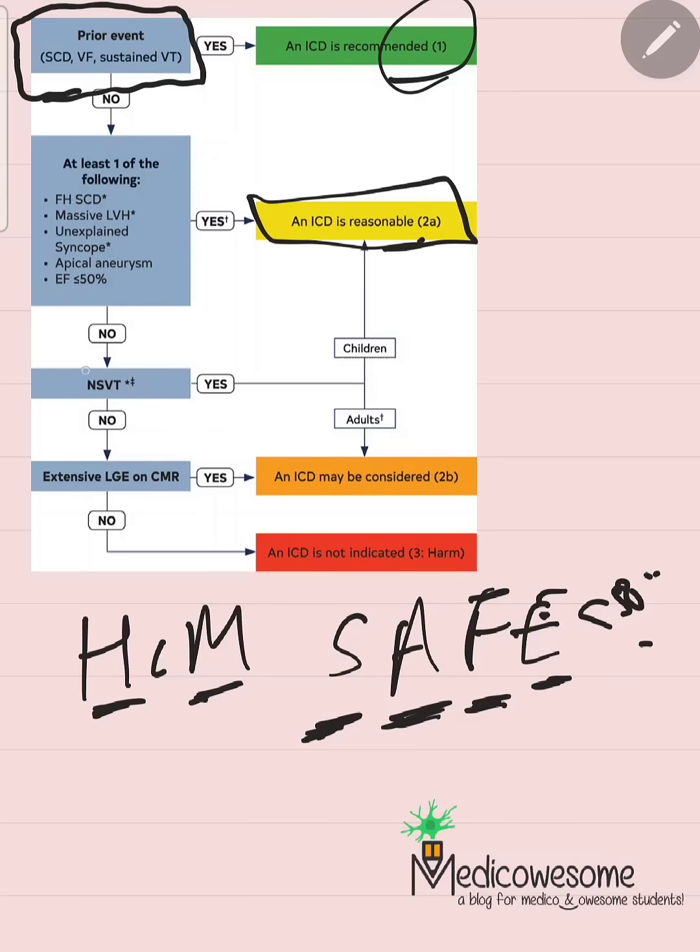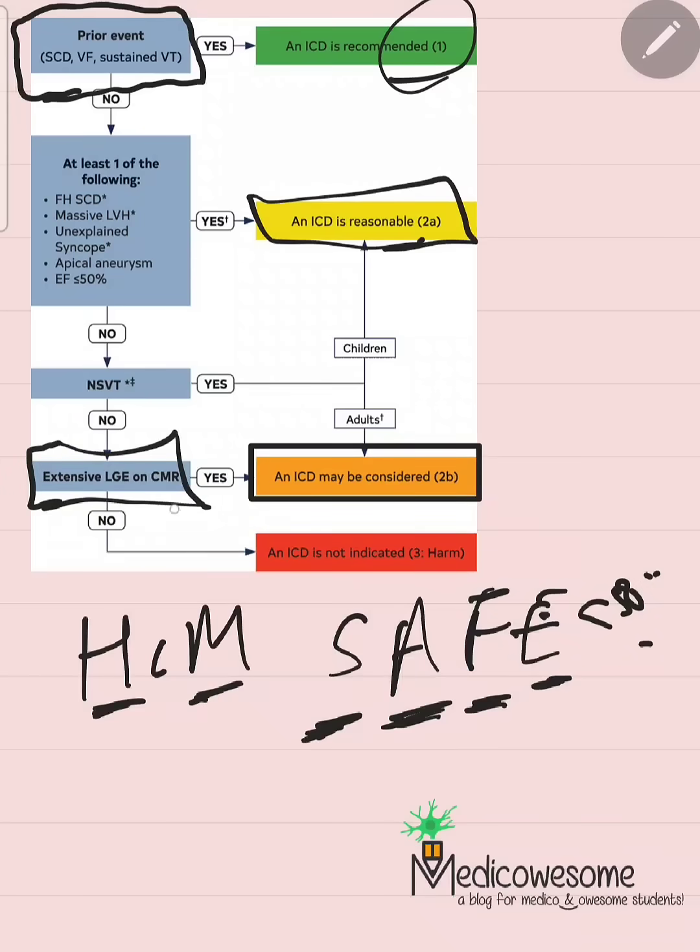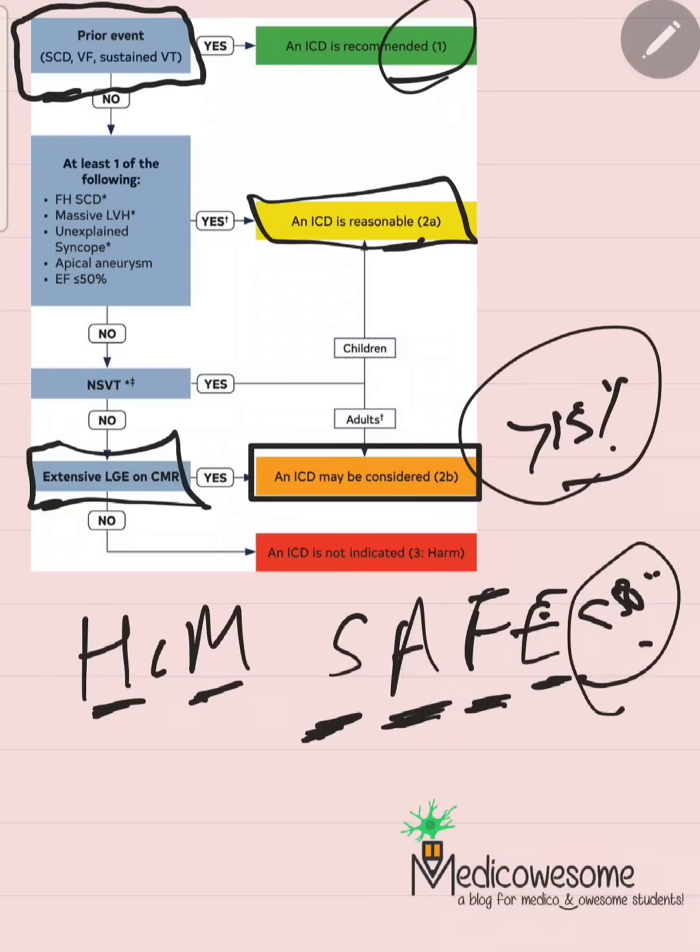If none of these are present, and if there is non-sustained VT in adults, then ICD may be considered. It's a class 2B recommendation. And the other class 2B recommendation is the extensive LGE on CMR. There isn't a consensus of how much LGE is considered extensive, but it's usually greater than 15%. So 15% and then 50% are the two numbers there. They sound similar.